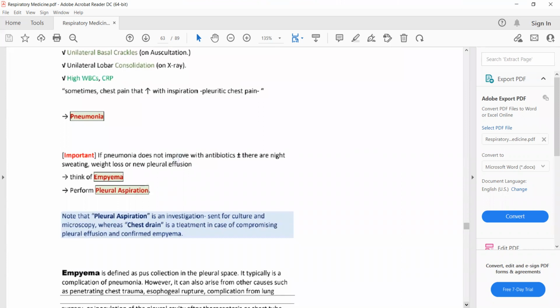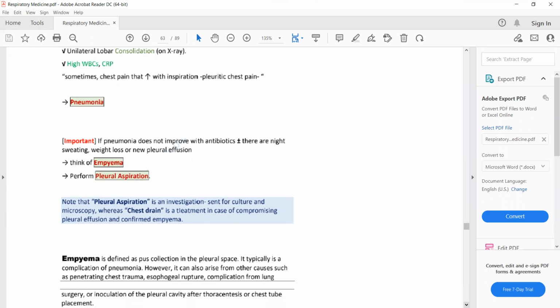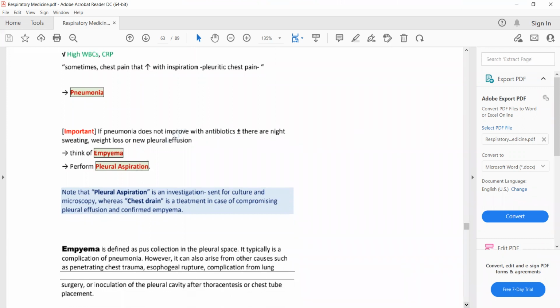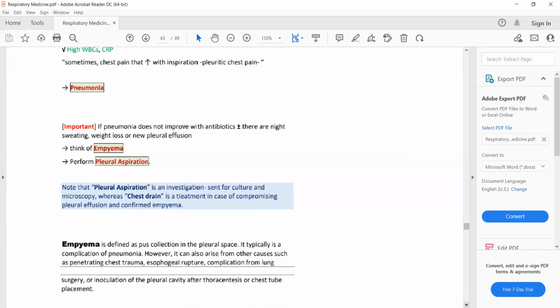So if you are suspecting empyema, what will you do? You will do pleural aspiration. We will aspirate the fluid, or the pus, that is present in the pleura, and send it for culture and microscopy. So pleural aspiration is the investigation that is done in case of empyema.